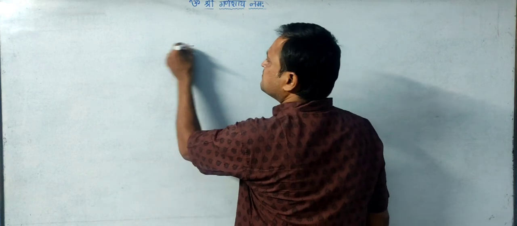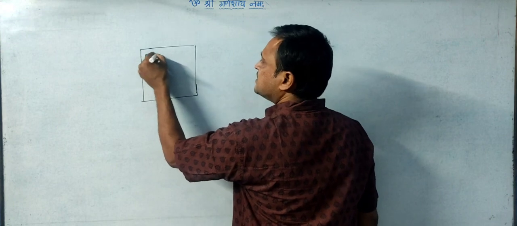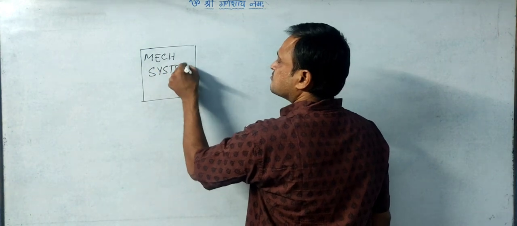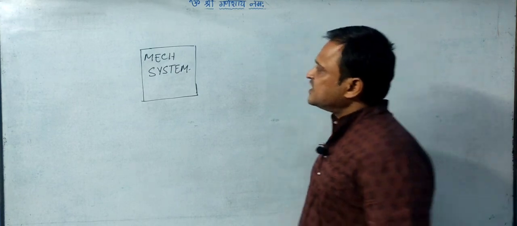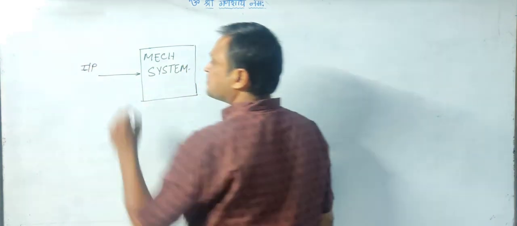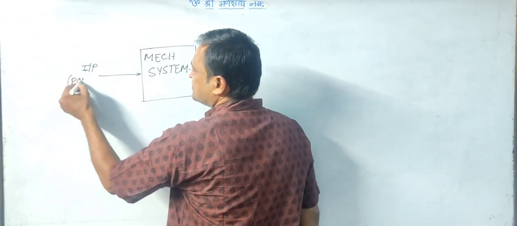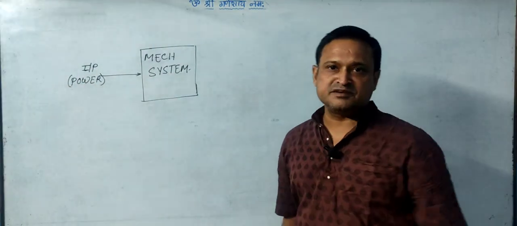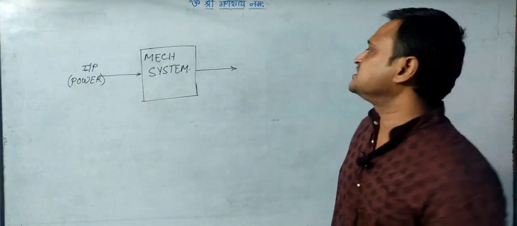So, if I take this as a mechanical system, how does a mechanical system work? Now, we know that for a mechanical system we need some input, and this input is the power or the energy which we are supplying. So, this is the input power we are supplying. This power gets utilized in the mechanical system, and then it gives the output or the work done, what we call useful work done.